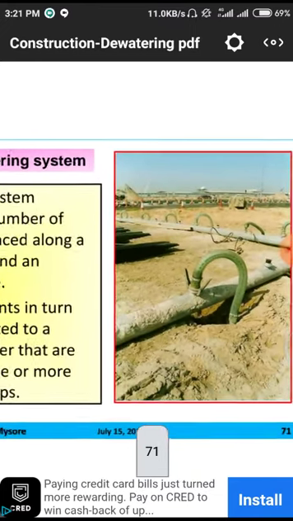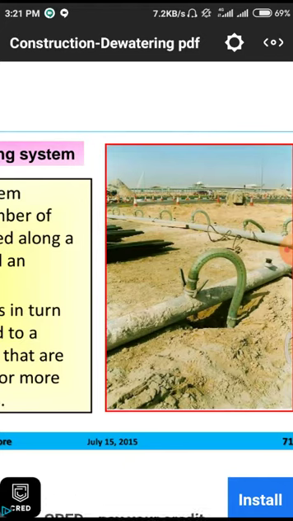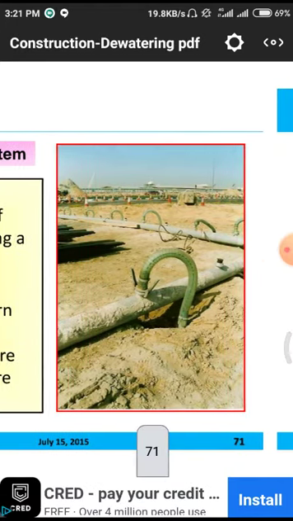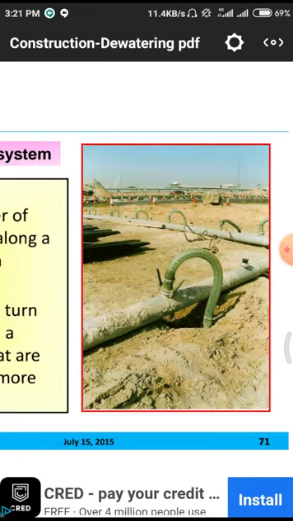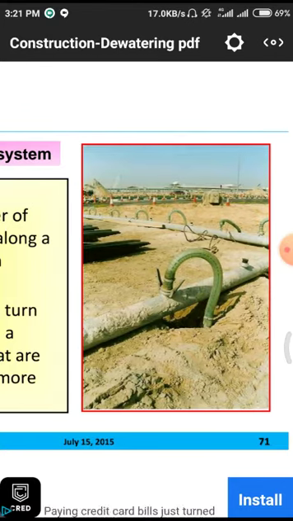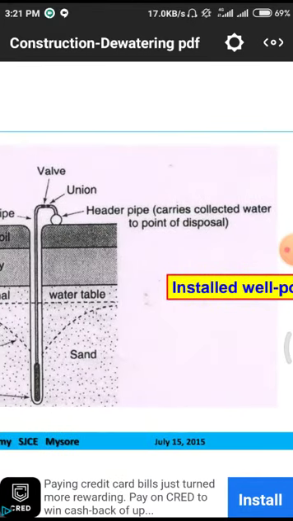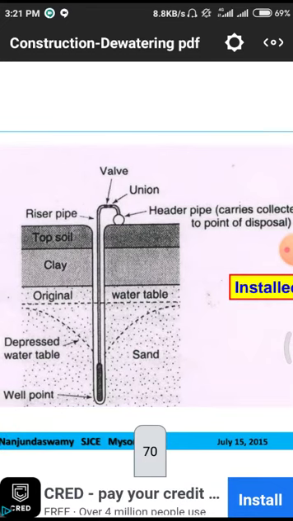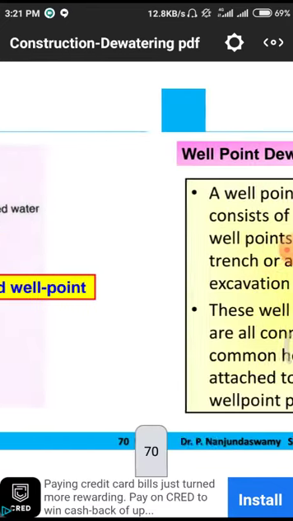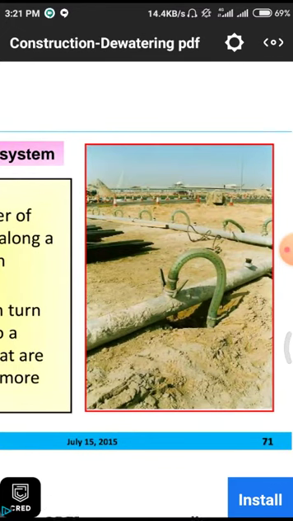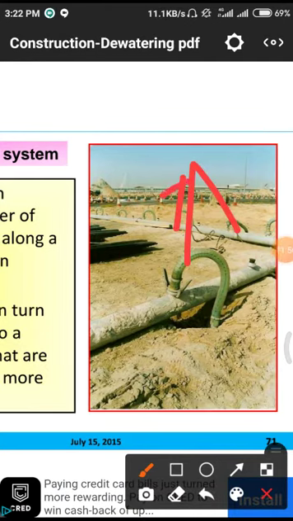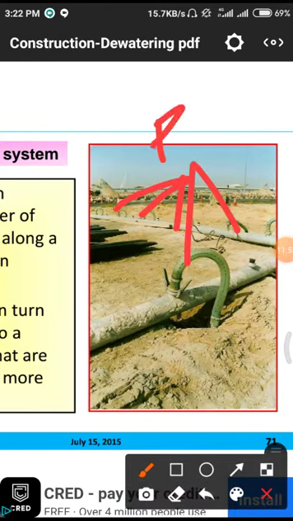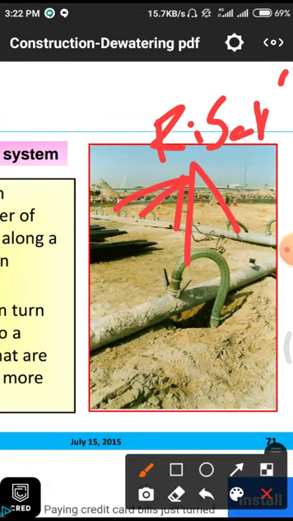This is the pictorial representation. That means normally in the fields, this is how they remove the water. You have to observe the main pipeline and the other sub pipelines. These sub pipelines are, as in the previous diagram, the well points and depressed water table with riser pipes. All those are the riser pipes. These are the riser pipes. Those rise from the bottom to the main pipe. It is the main pipe.